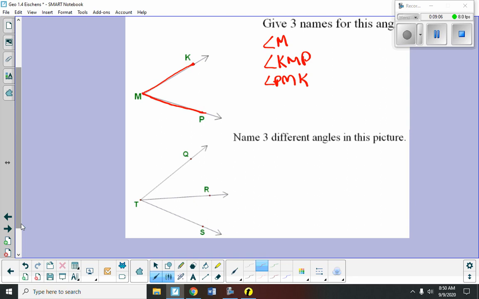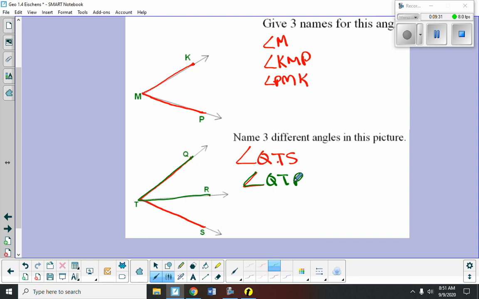Next, it says name three different angles. Well, we've got the large angle, so angle Q to T to S, angle QTS, or you could say angle STQ. The order doesn't matter as long as the T is in the center, the vertex. And then we have this angle, angle QTR. And lastly, we have angle RTS.